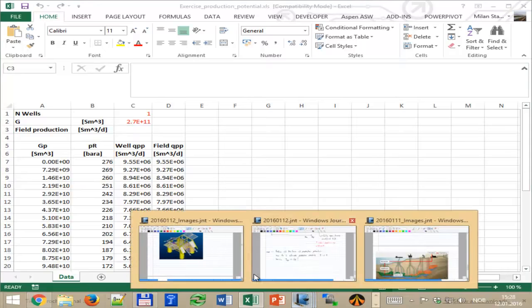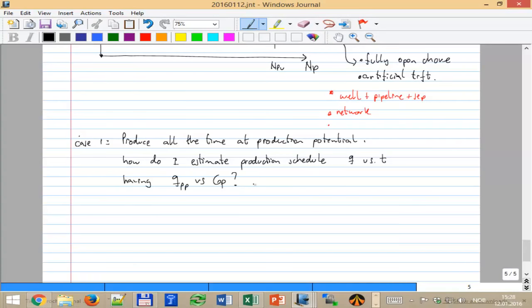Let's make that comment here. NPV, cash flow, cost and revenue is calculated time based and not QP based.